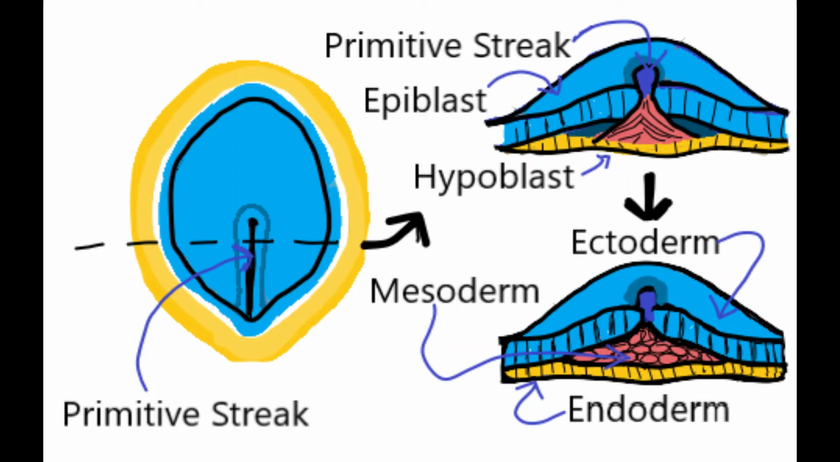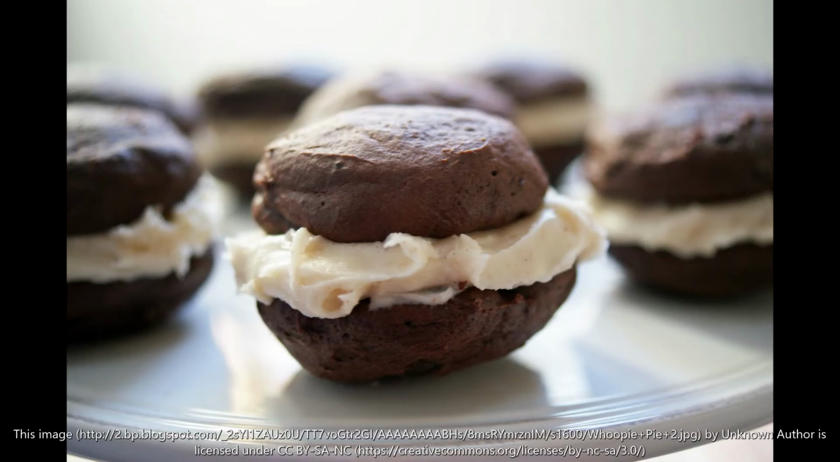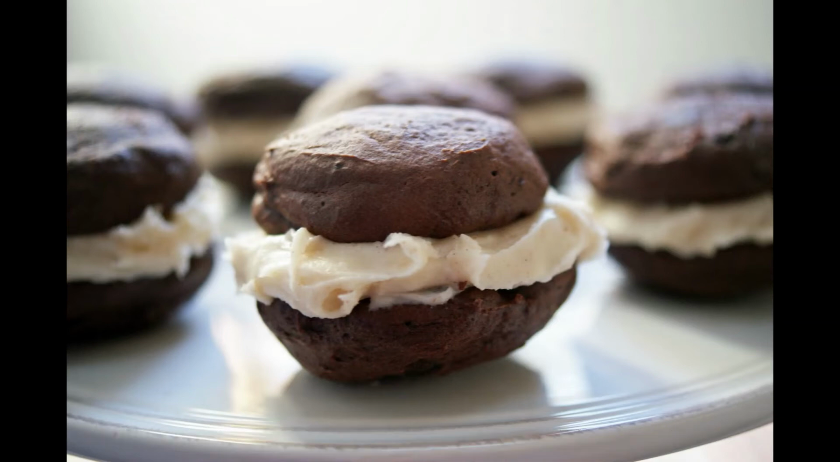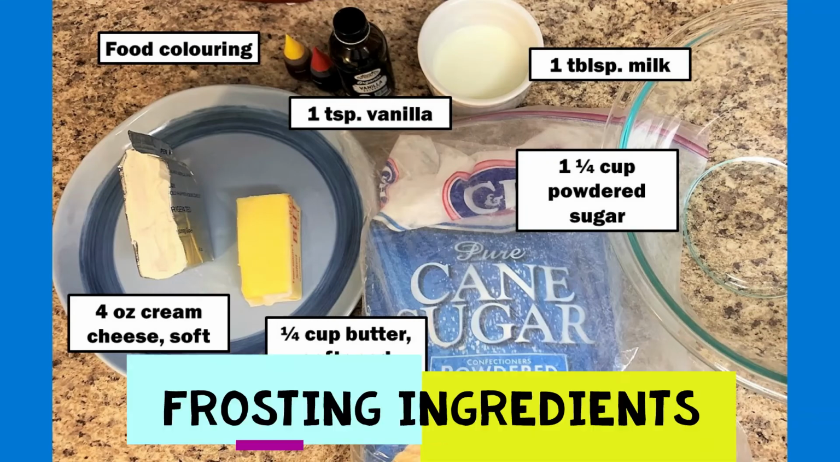So that handles 2 of the 3 layers, but we can see from illustrated cross sections that the creation of the mesoderm via the primitive streak is a key part of gastrulation. So we'll be baking the center of our whoopie pies to represent that. We'll be using a frosting layer to represent our mesoderm.